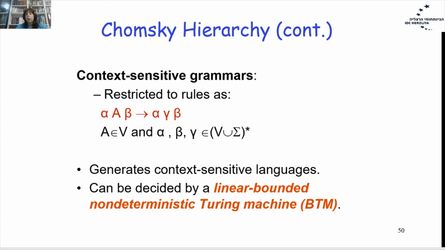The language of this grammar is called context-sensitive language because we are looking at the contents before A or after A. And it can be decided by a linear bounded non-deterministic Turing machine that we don't study during this semester, but you will study it during your next course.